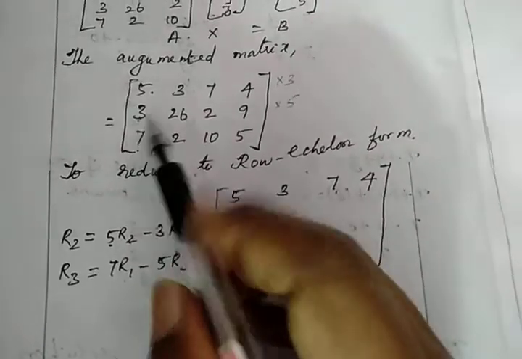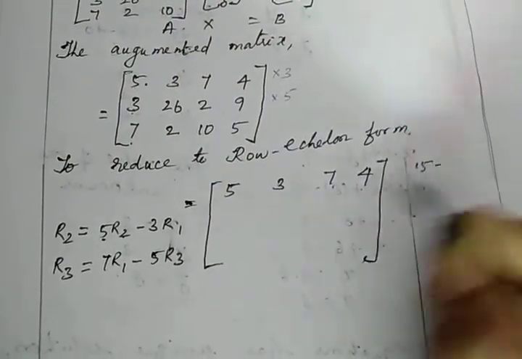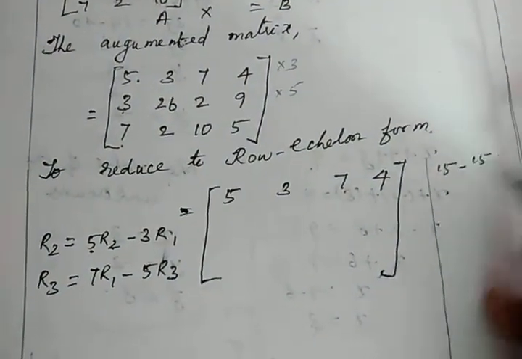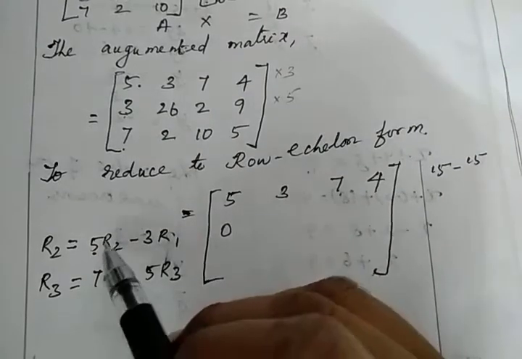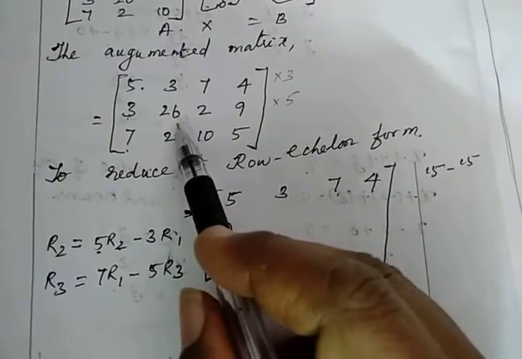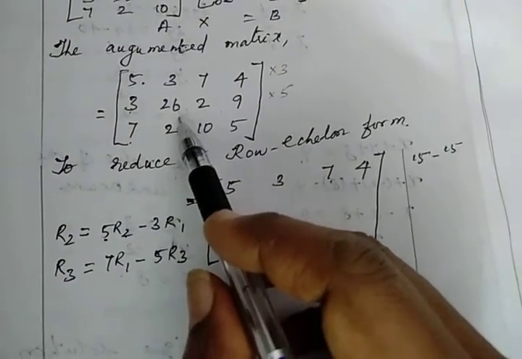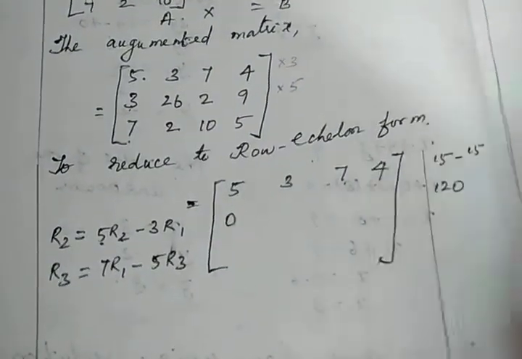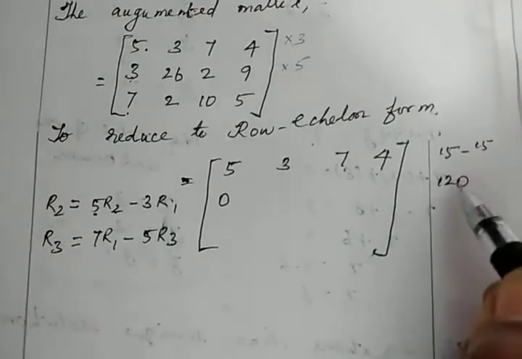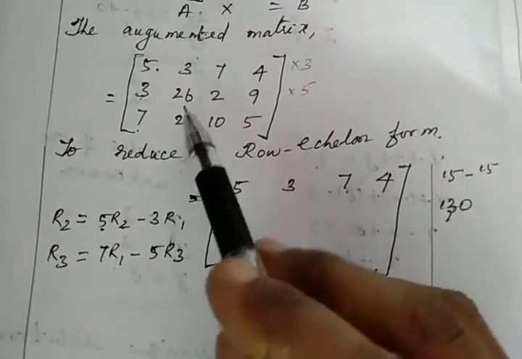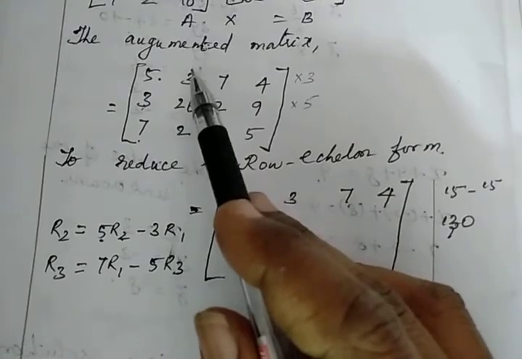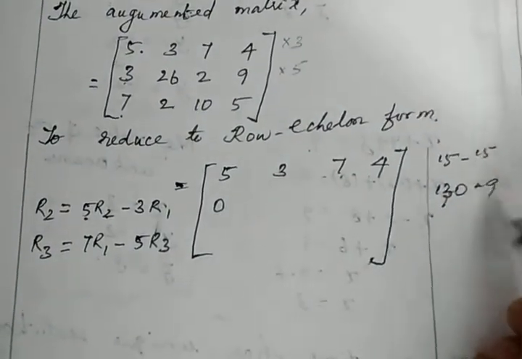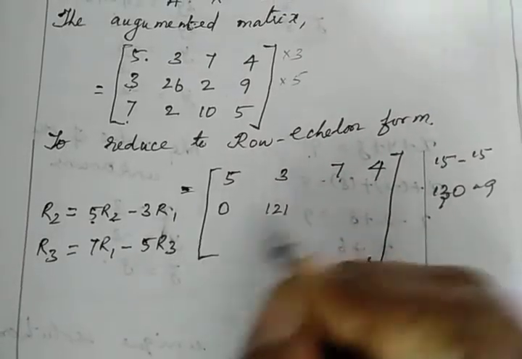5 into row 2: 5 3s are 15 minus 3 into row 1, 3 into 5 is 15. So 15 minus 15 I am getting 0. 5 into row 2: 26 into 5, sorry, 26 into 5 I will get 130 minus 3 into row 1, 3 into 3 I will get 9. 130 minus 9 is 121.